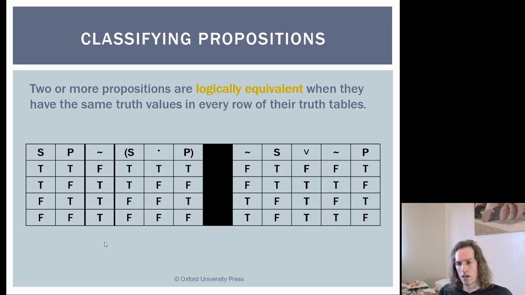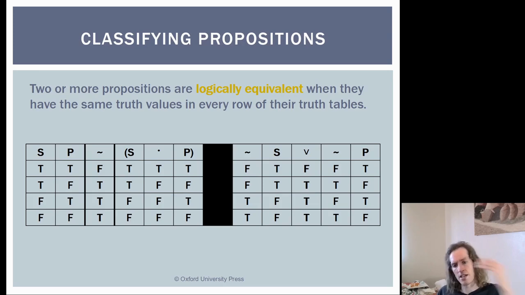Now, if we look at the truth values for these columns, you'll see that in the first row, the truth value for the major operator for the rightmost proposition is false, and it's also false for the leftmost proposition. In the third row, they're both true. In the fourth row, they're both true. And in the second, third, and fourth row, they're all true.